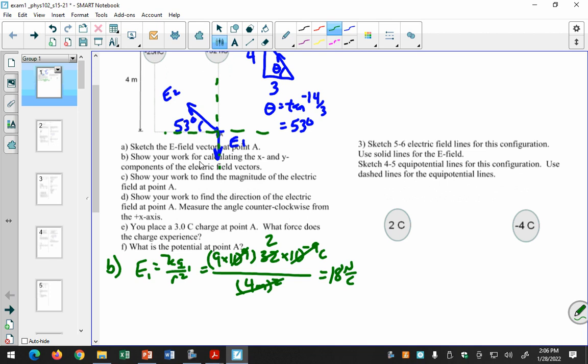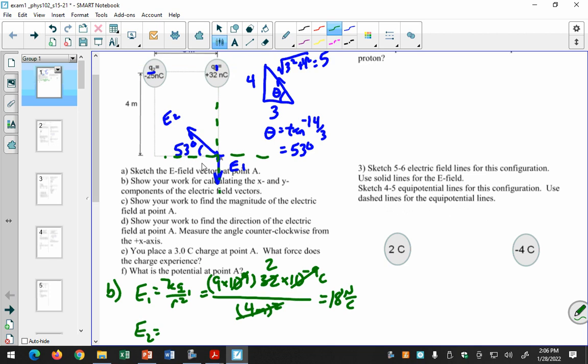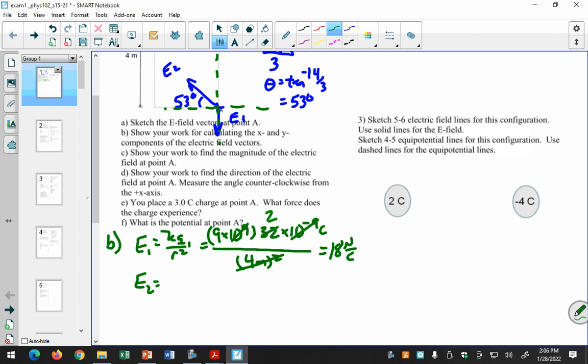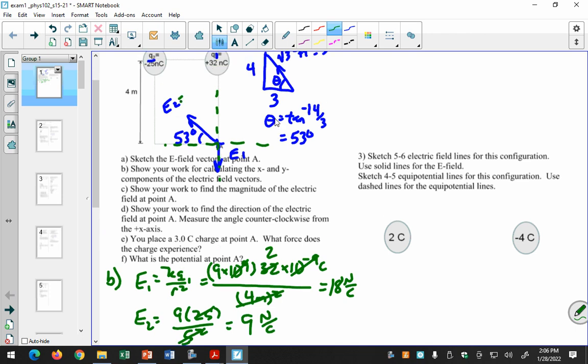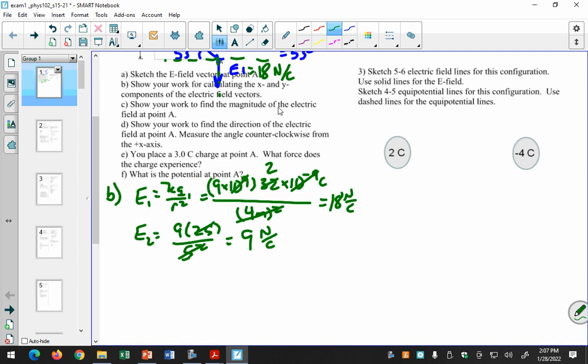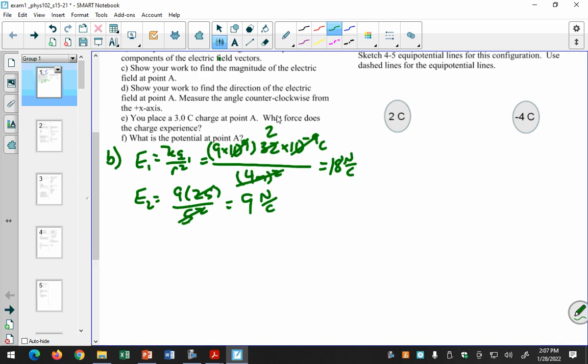And then I need to do the same for E2. That's 9 times 25 divided by 5 squared. I left off the 10 to the plus 9 and 10 to the minus 9 because I know they'll cancel out. That cancels with that, and that's equal to 9 newtons per coulomb. So I have this one is equal to 9 newtons per coulomb, and this one is equal to 18 newtons per coulomb. Now, for part B, I need to calculate the x and y components.